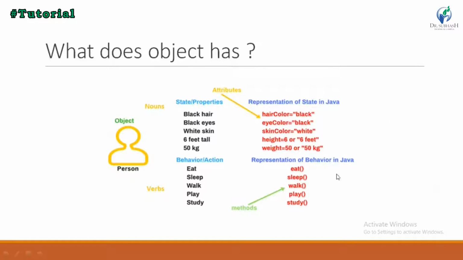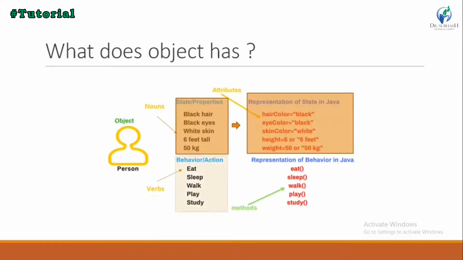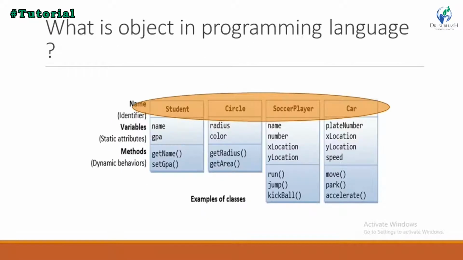And similarly, a person can eat, sleep, walk, play and study. So these are the actions, the behavior, a person or object can perform. So this is about the object. Okay, let's move ahead. So this was about the real-time entity.